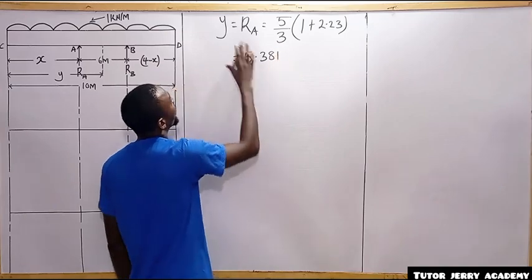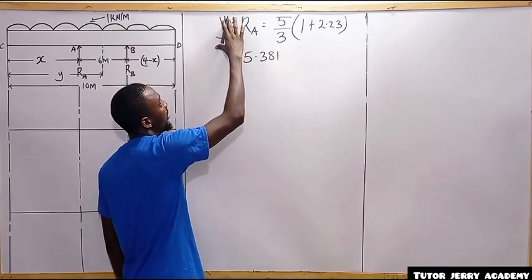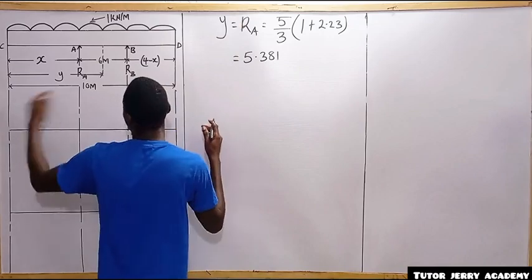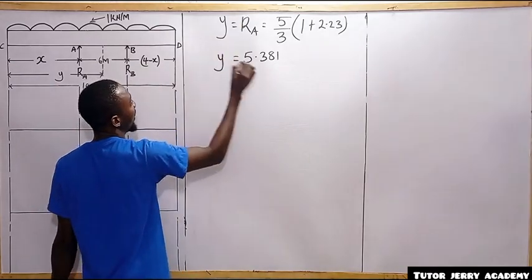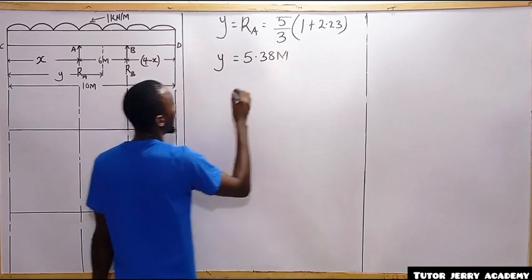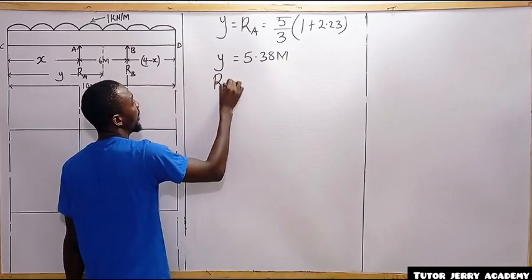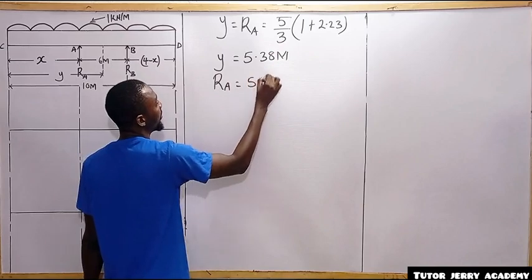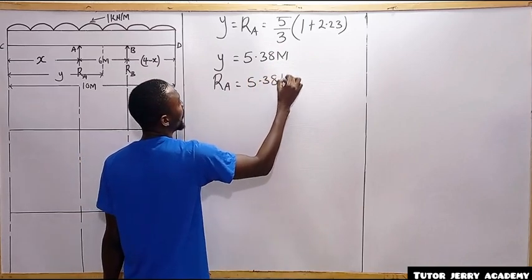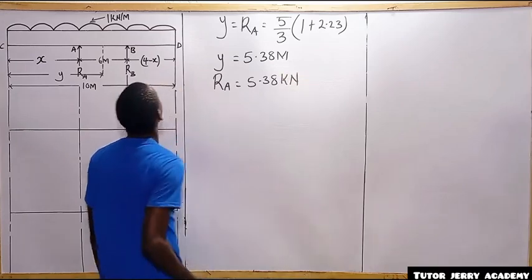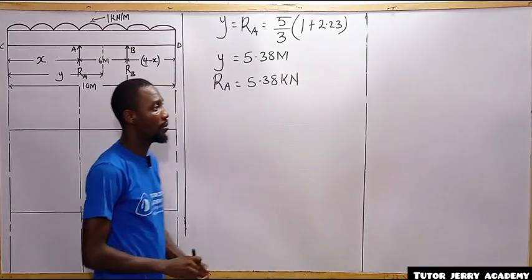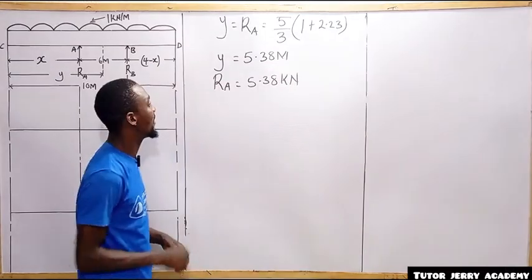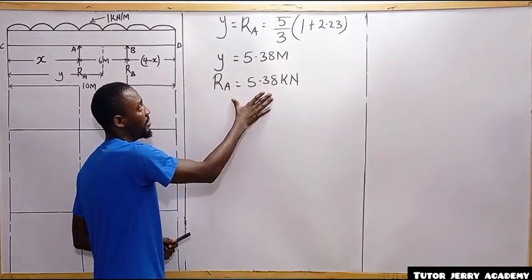Okay, because our Y is a distance, so it's going to be in meters, while our RA is going to be 5.38 kilonewton. All right, so that's what we are going to have. So our reaction at A, this is it, our Y.